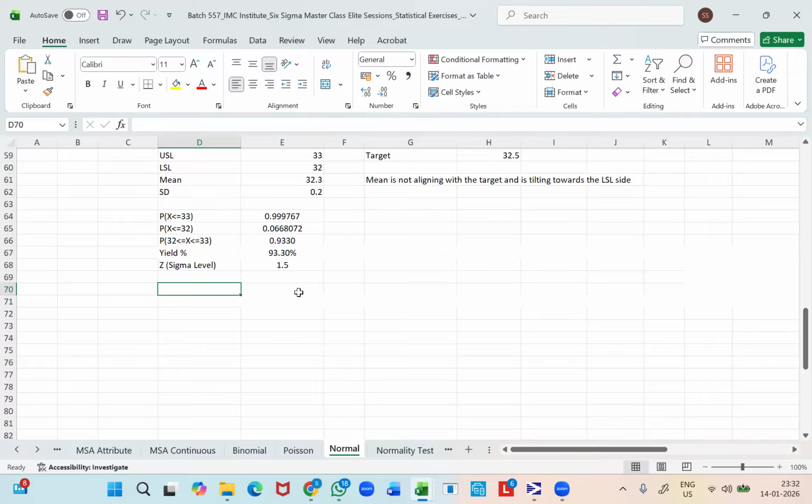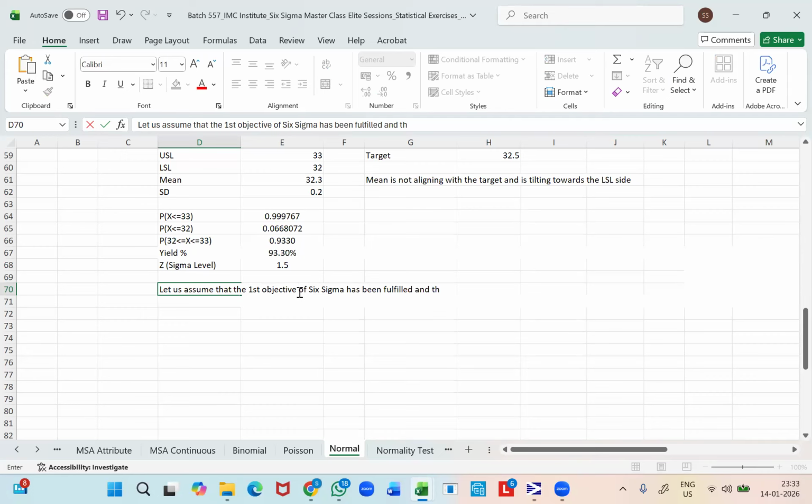So here, we are making a small adjustment. What is the adjustment? We are moving mean from 32.3 to 32.5 and making it align with the target. With a small adjustment, we can see how much the yield percentage is going to improve and how much the sigma level is also going to improve. So let us assume that the first objective of Six Sigma has been fulfilled and the mean is now aligning with the target.